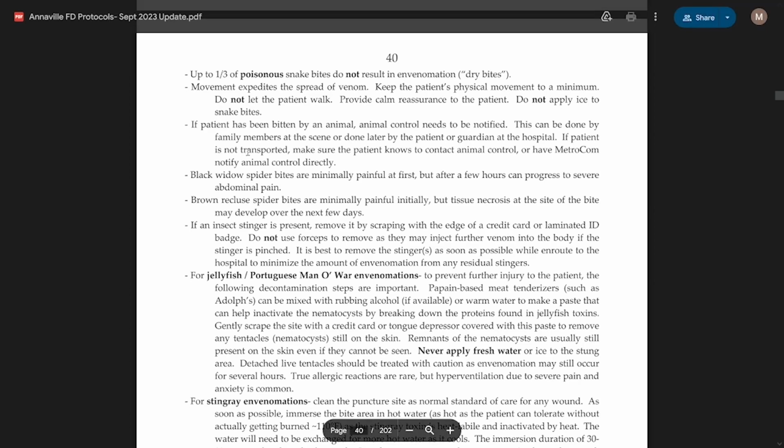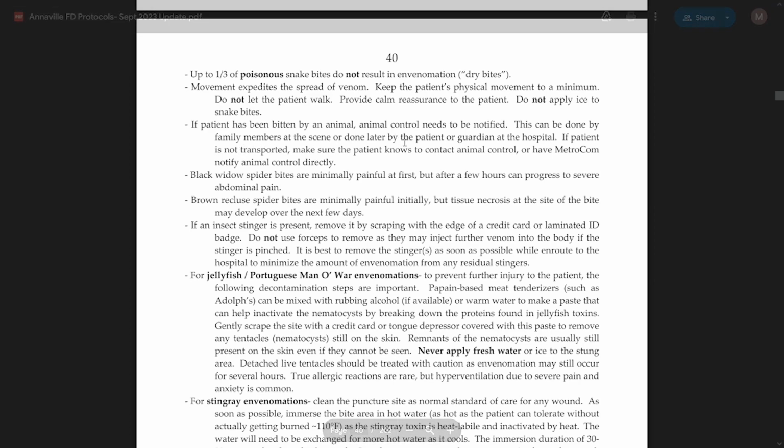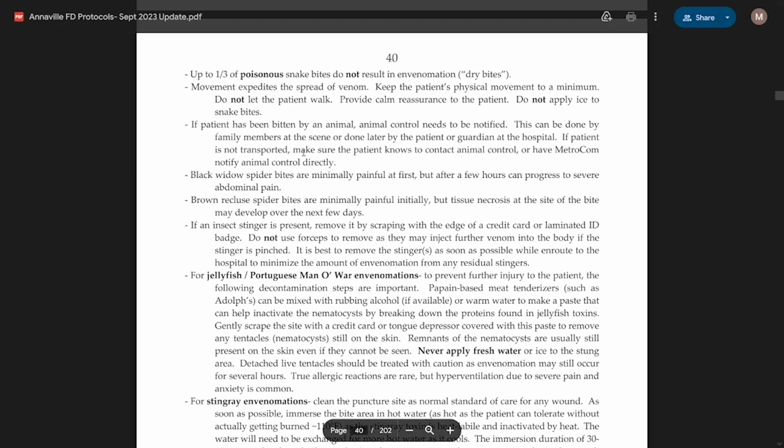This can be done via a family member at the scene or done later by the parent or the patient's guardian at the hospital. If the patient is not transported, make sure that the patient knows to contact medical control or have Metrocom notify animal control directly. Metrocom is like talking to fire dispatch, basically.